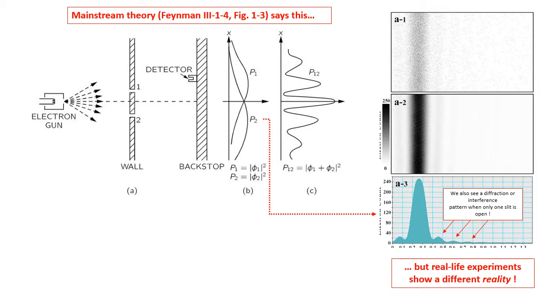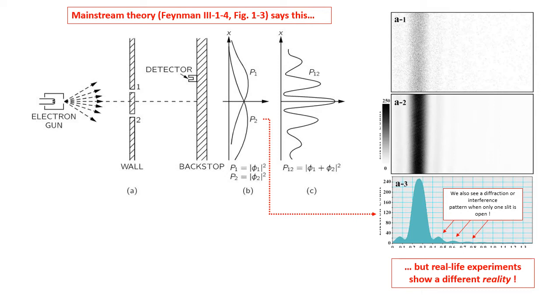determine the intensity, which we calculate by adding those two complex valued numbers, phi1 plus phi2, and then we take the absolute value, the magnitude of that complex number, and then we square it. Then we get a value for P12, the probability that an electron arrives at that position on the screen, which is given by x.